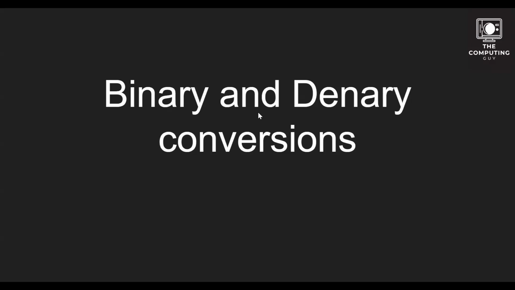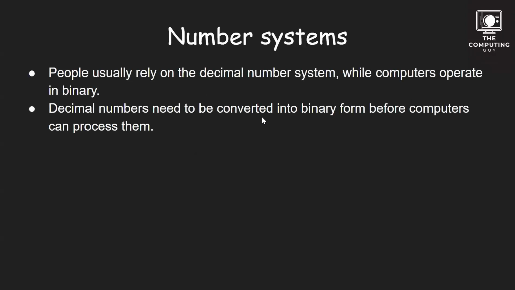Today we'll be looking at binary and denary conversions, number systems. Generally speaking, as human beings, we rely on something called the decimal number system. However, as you might have read elsewhere, computers operate in binary. Decimal numbers need to be converted into binary form before computers can process them, and today we'll be looking at the conversions between the two number systems.